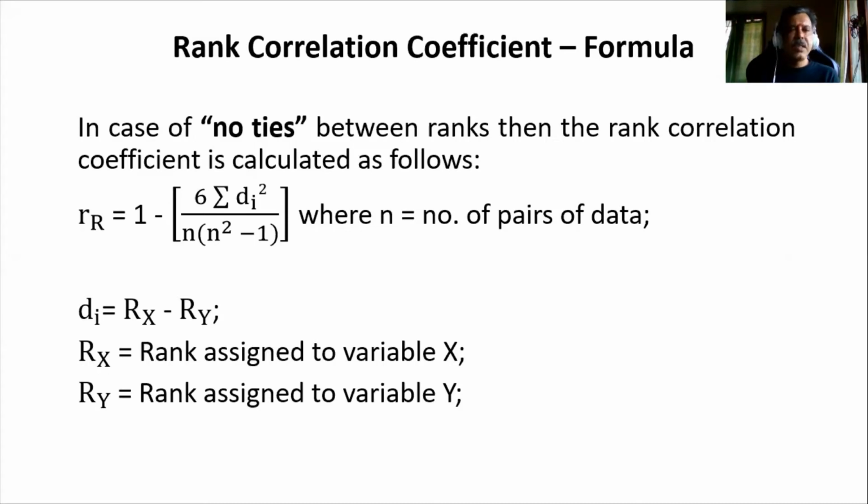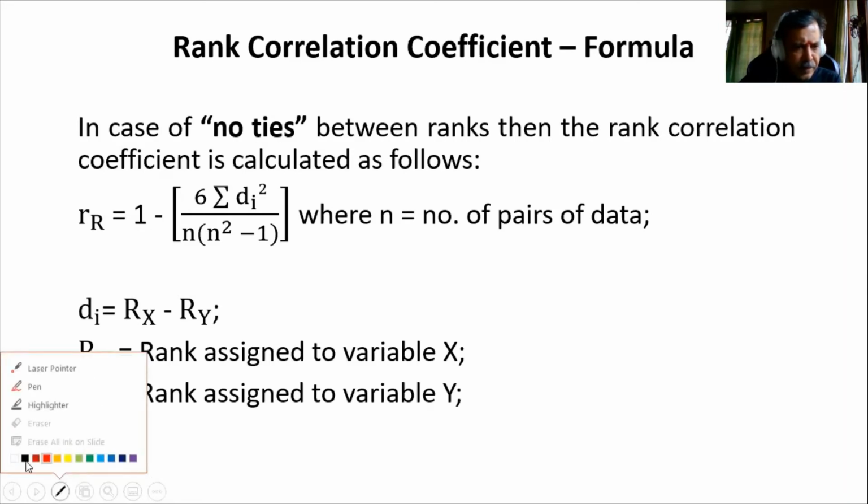So there are two instances possible in rank correlation. One is there may be ties in the ranks, the other is there may not be ties in the ranks. If there are no ties in the ranks, how do we calculate the rank correlation coefficient? This is the formula we will be using. r suffix R is equal to 1 minus 6 times summation d_i square divided by n into n square minus 1, where n is the number of pairs of data, and this d_i we call a deviation.